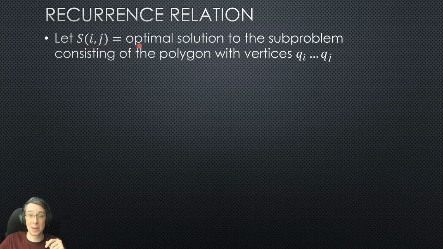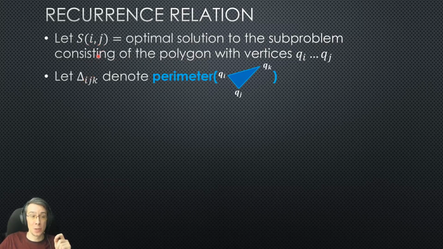Okay, so Sij is going to be the optimal solution to the subproblem consisting of the polygon with vertices i to j. So we're going to restrict the set of vertices, and that's going to give us some polygon, and we're going to try to figure out the optimal solution for that polygon consisting of vertices qi to qj. And just for the sake of making the notation simple, let delta ijk denote the perimeter of this triangle qi, qk, qj, or equivalently qi, qj, qk. Okay, and what is this perimeter?